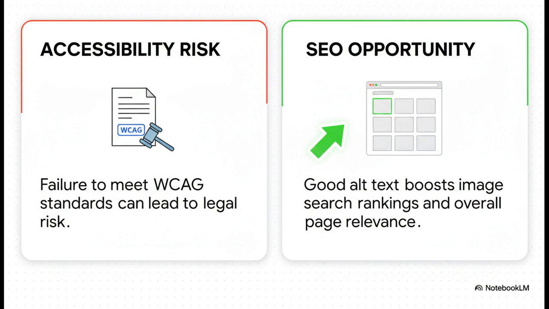But on the flip side, there's this huge SEO opportunity. Google Images is one of the biggest search engines in the world, and good descriptive alt text is basically your VIP pass to getting ranked there.